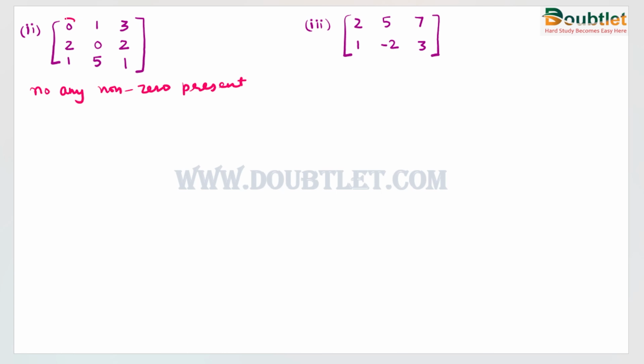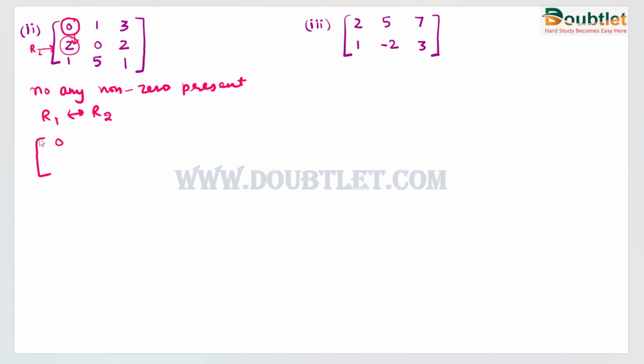Now we will see the first element, meaning the leading element, and it should be non-zero, but here it is 0. So we will look down this column and find the first non-zero element that is present in the second row. We will interchange this row with the row which contains the non-zero element. So we can write this matrix as 0 1 3.